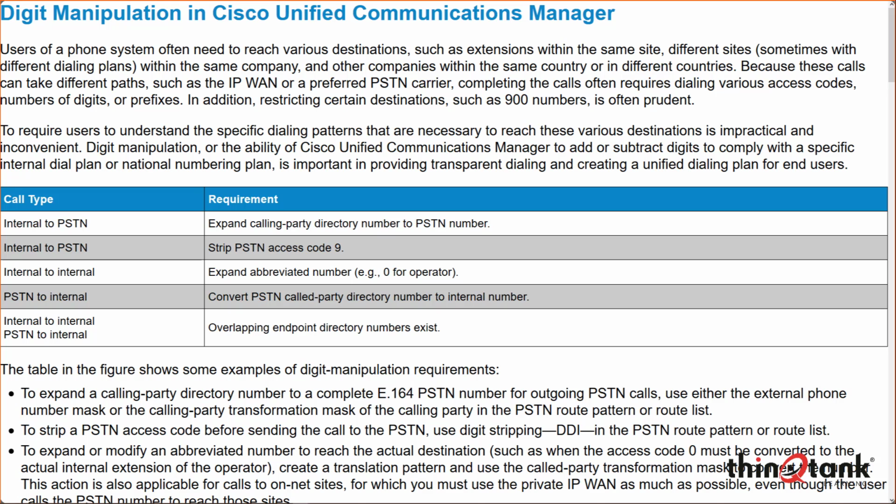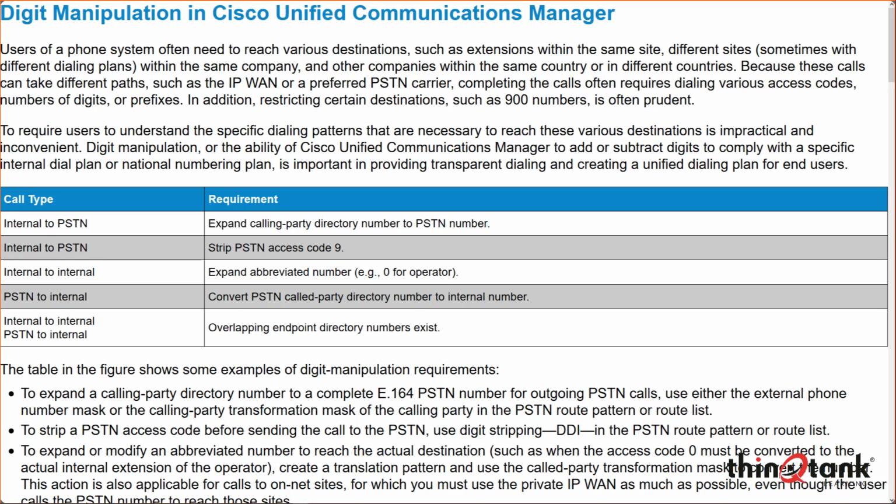So we can do calling number manipulation on the gateway. We can do it at the phone level as well to expand my extension to the full E.164 number. So I'm representing my number appropriately. Internal to PSTN, oftentimes I'm also going to be stripping off an access code. You will see a reference to access codes almost always as a 9, but it could be any number. Doesn't have to be a 9. It could even be multiple numbers.